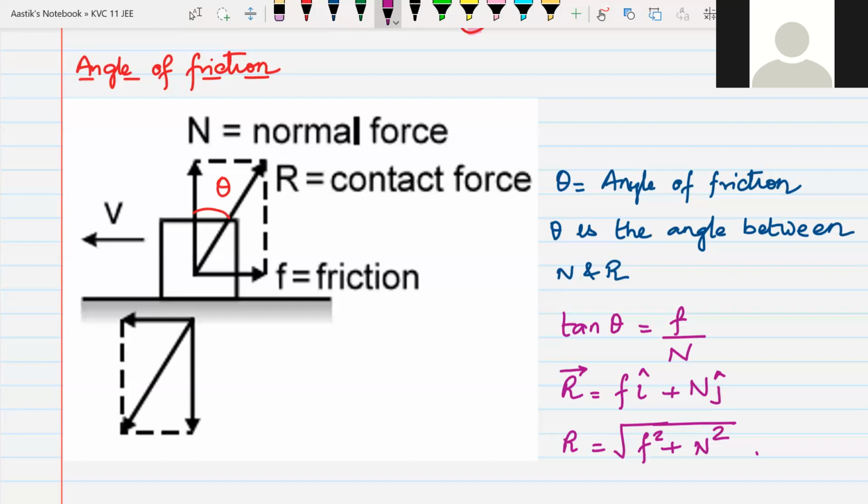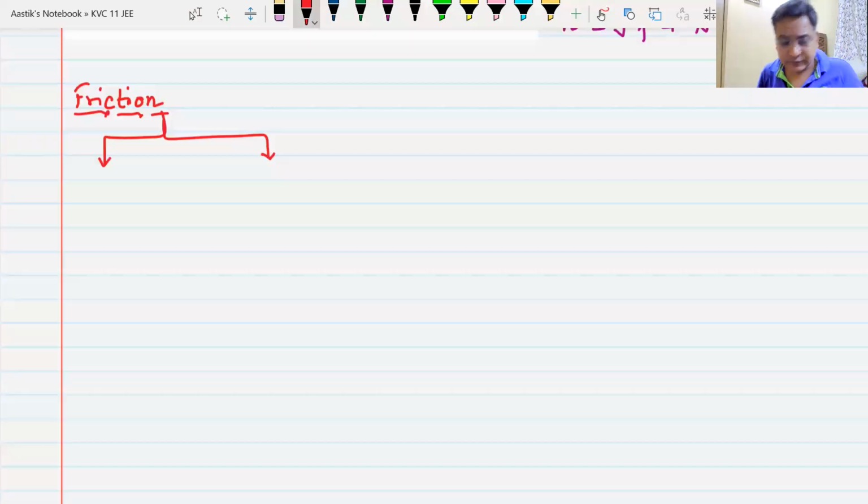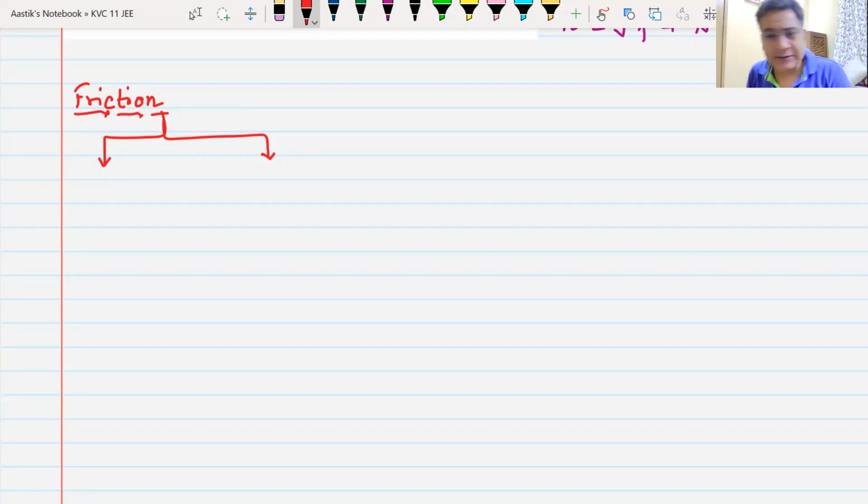Now, since we have understood what is meant by friction, we can move ahead and see what could be the types of friction that we are going to see. Any idea? Static friction, rolling friction, kinetic friction. Okay. So one type of friction is known as static. The other type of friction is known as kinetic.